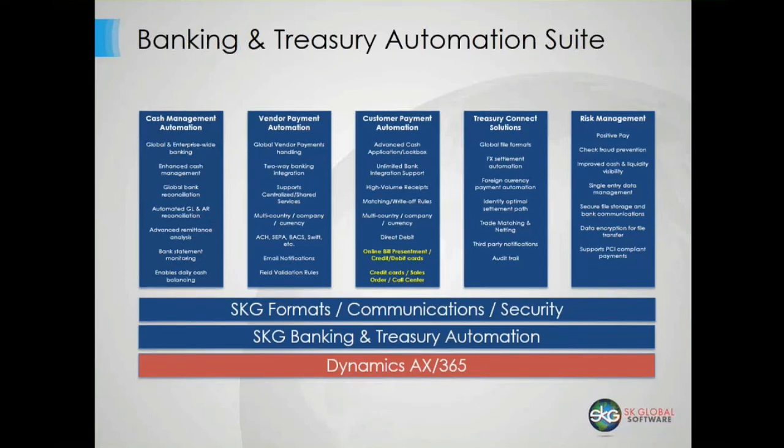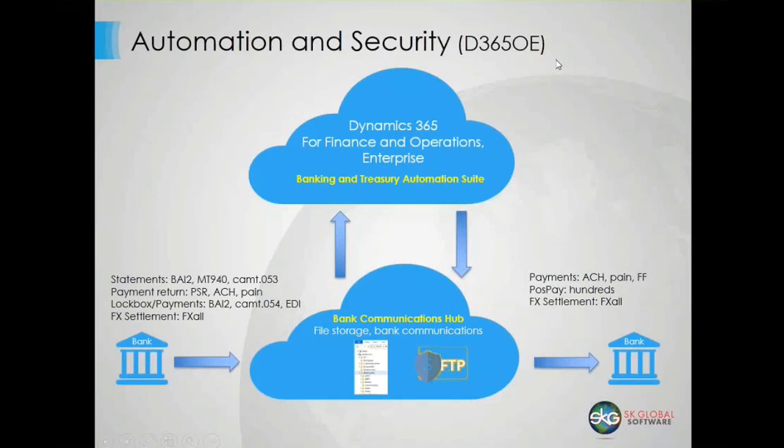One other thing I want to mention in terms of using D365 Operations Enterprise is that what we provide is really full automation and security. The way we do that is we have a bank communication hub that's outside of D365 because this, of course, is a lockdown function by Microsoft. And this hub provides not only security of your files going in and out, but also integrated bank communication. So incoming files go through the hub to D365. Outgoing files go to the hub and automatically get sent to your bank as well.